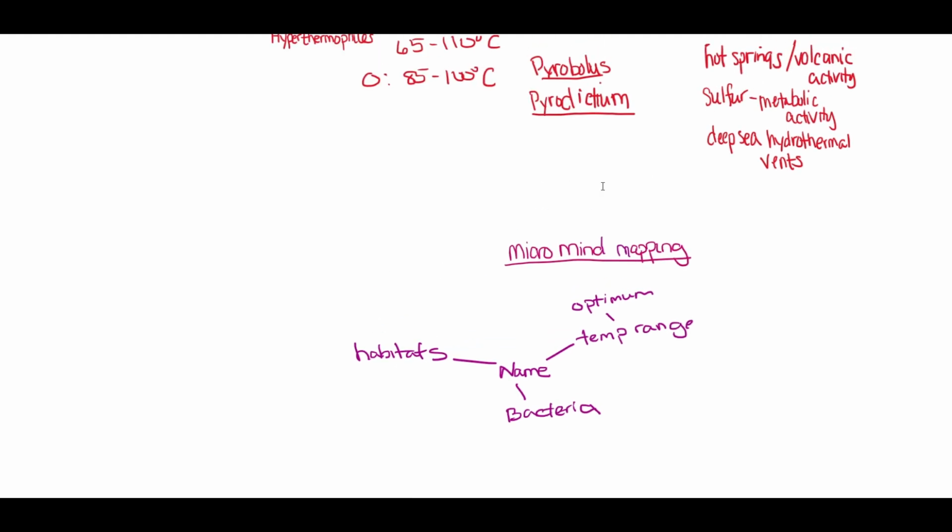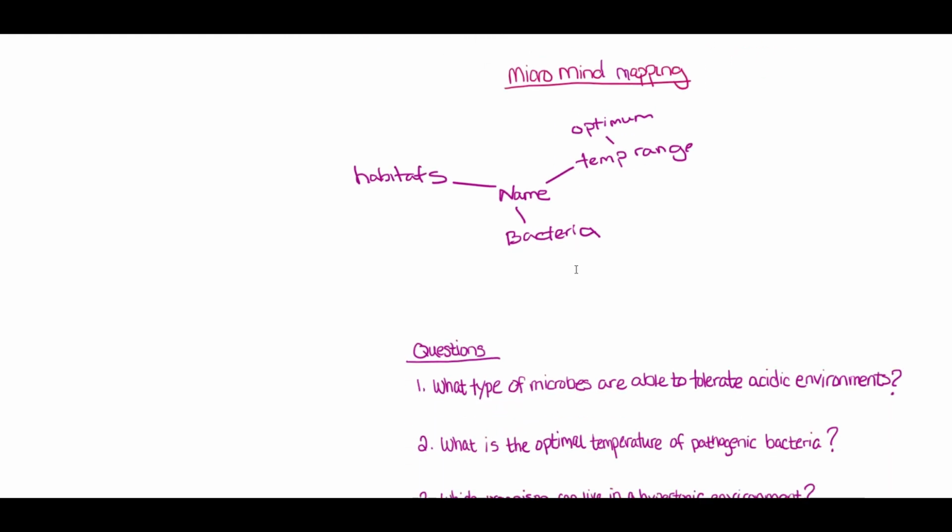Hyperthermophiles, they have a range of 65 to 110, but their optimum temperature of growth is 85 to 100 degrees Celsius. One of the microbes associated with hyperthermophiles is Pyrobolus, or you can name some other ones. Their habitats are hot springs, sulfur metabolic activity. They are found in deep sea hydrothermal vents. So you'll be able to recite that once you have your micro mind map down. So that's a good way to practice and study.